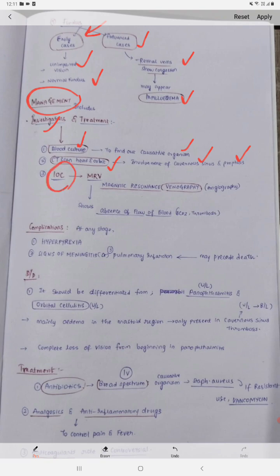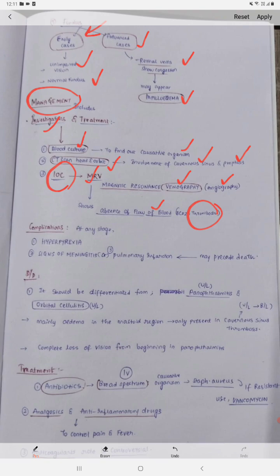And what is the investigation of choice? That's very important to remember. The investigation of choice is magnetic resonance venography, because the veins are involved. The cavernous sinus is nothing but venous drainage. That's why magnetic resonance venography, which is generally called angiography, is the investigation of choice. It will show the absence of blood flow, because it is thrombosis. Stasis of the blood is present.